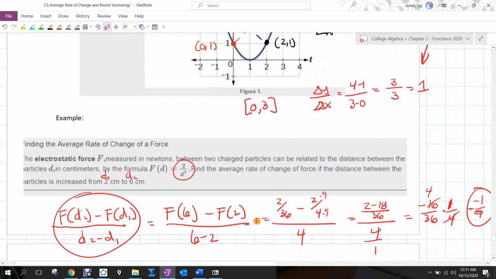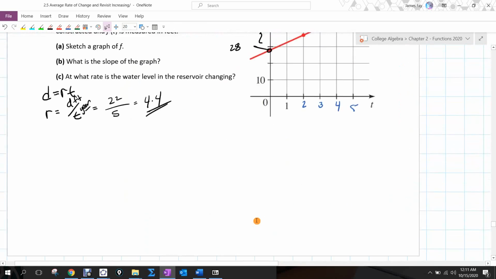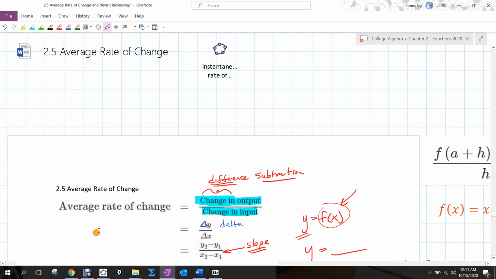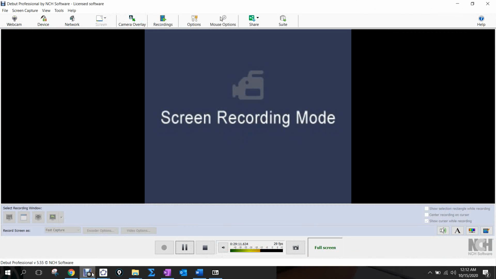Something that we get into in calculus. So I kind of alluded to this the other day. I just want to double check, make sure I get some time here. All right, we're good.